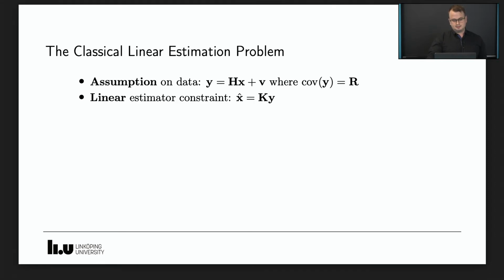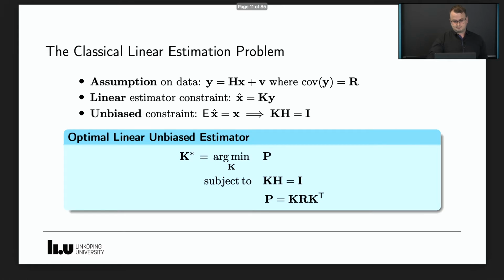So in linear estimation, the estimate x hat is calculated linearly from the data. The unbiased constraint means that the expected value of the estimator equals the true state, which is equal to saying that K, the estimation gain, times the measurement model should be identity. But we don't only want to calculate a linear and unbiased estimate, we want the optimal estimate. So we formalize this into the following optimization problem, where argmin means we minimize P with respect to K, subject to the unbiased constraint.